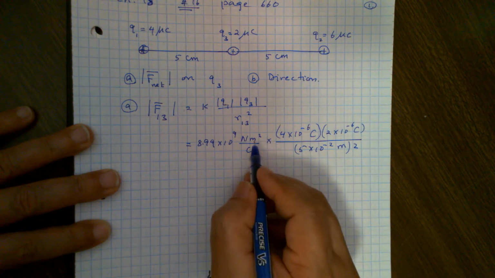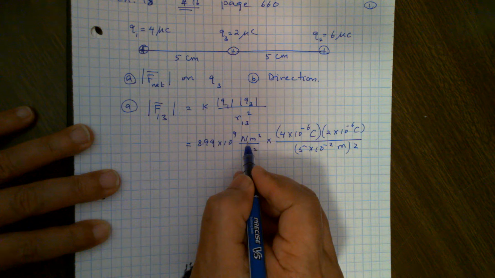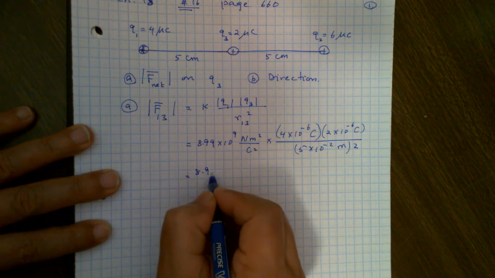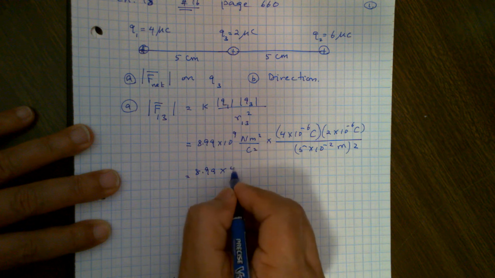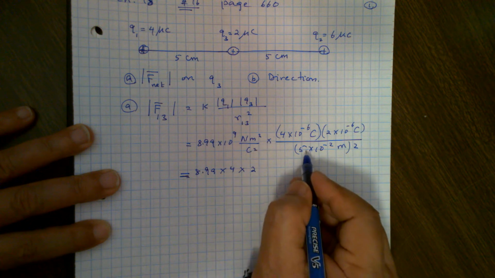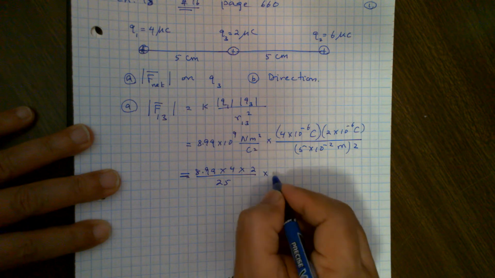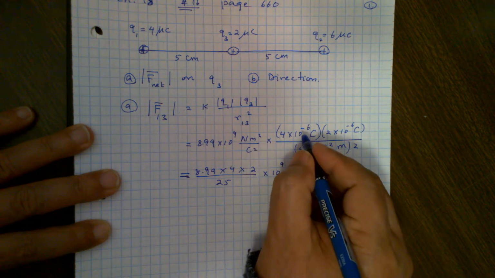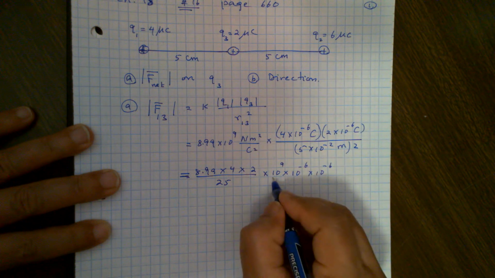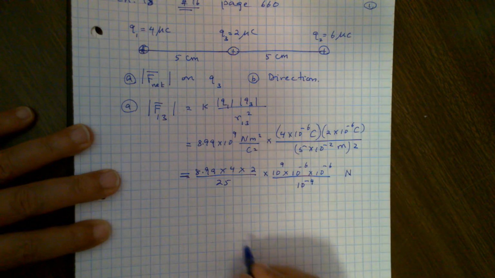So when you do that, you can see that meter squared cancels out. Coulomb squared and these two coulombs cancel out. So the answer will be in newtons, which is correct because this is a force, right? So let me work it out. I have 8.99, that's this guy. I have 4 times 2, and then 5 squared is 25. So these are all the numbers in the front. Then I look at the exponents: 10 to the power 9, 10 to the power negative 6, 10 to the power negative 6. And then at the bottom you have 10 to the power negative 4. And the unit will be in newtons.